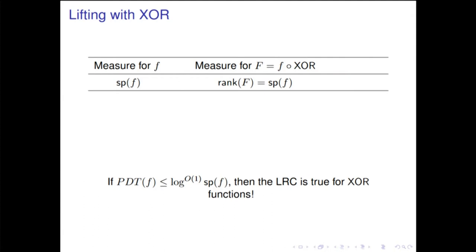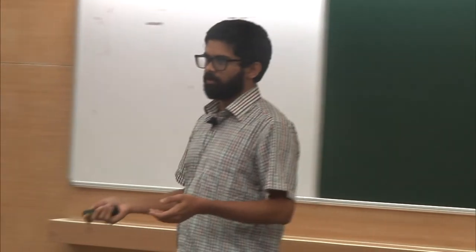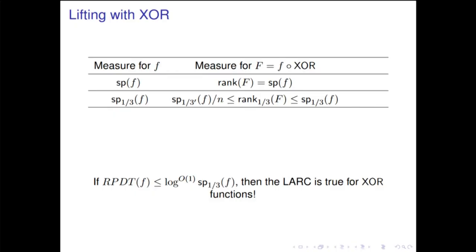So what this implies is, if you actually have a result that your PDTs, this is the log rank conjecture, but in the PDT world, that it's at most polynomial in the log of the sparsity. So if this is true, then because of this lifting, it implies that D of F is at most polynomial in log rank of F, because sparsity of small f is rank of capital F. And similarly here, if the analog of the log approximate rank conjecture is true in the PDT world, then it'll also be true in the communication world.